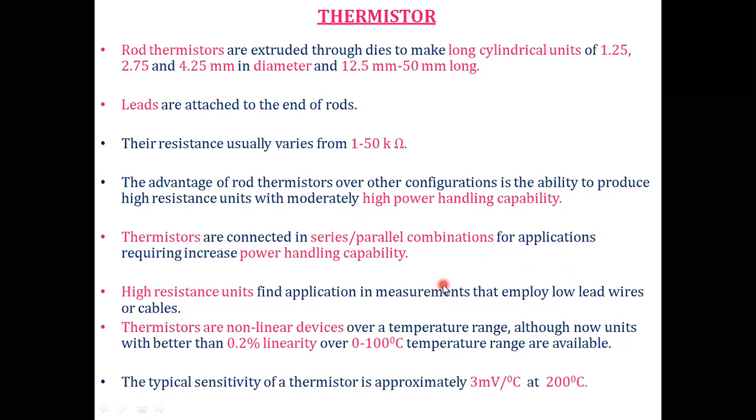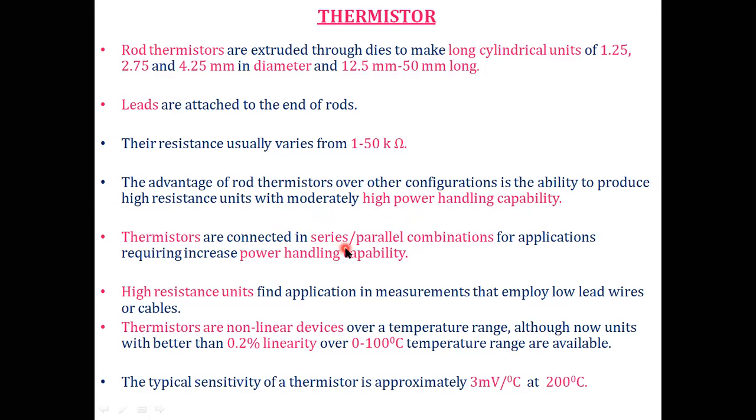And this is the other theoretical part. Rod thermistors are extruded through dies to make long cylindrical units of 1.25, 2.75, and 4.75 mm in diameter, and 12.5 mm to 50 mm long. Different types of cylindrical thermistor. Leads are attached to the ends of the rods. Their resistance usually varies from 1 to 50 kilo ohms. The advantage of rod thermistors over other configurations is the ability to produce high resistance units with moderately high power handling capability.